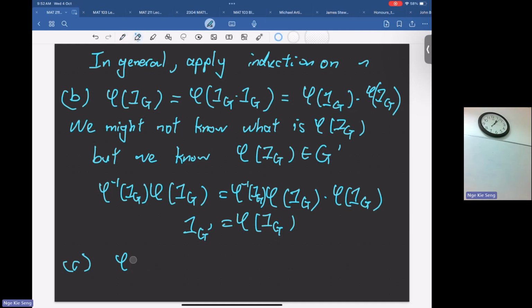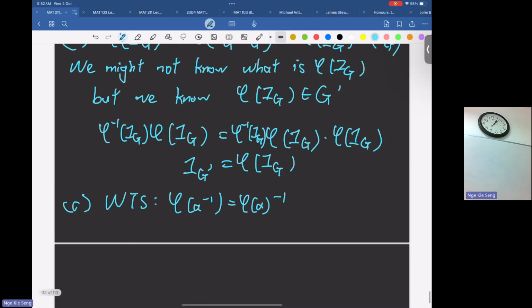Let me write down what we want to prove so everyone is on the same page. We want to prove phi of A inverse equals phi A inverse. Wayne says start with phi of A inverse. Oh, sorry, phi of identity. Okay, sure, we change our mind now. Let's start with phi of identity.